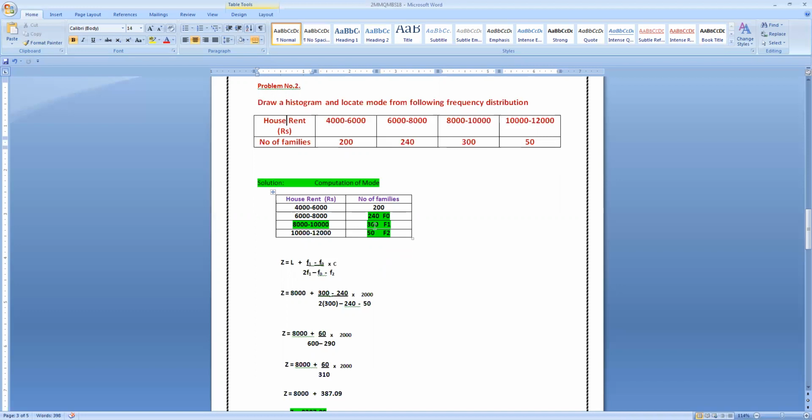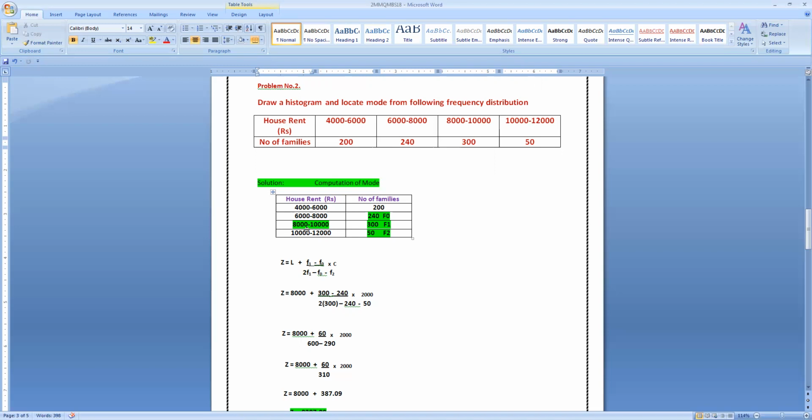The highest frequency value is 300, that will become F1. The preceding number will become F0, and the succeeding number will become F2. Here the preceding number is 240 and the succeeding number is 50. The class interval corresponding to the highest frequency value is called the modal class interval, where the value of mode is going to be located.